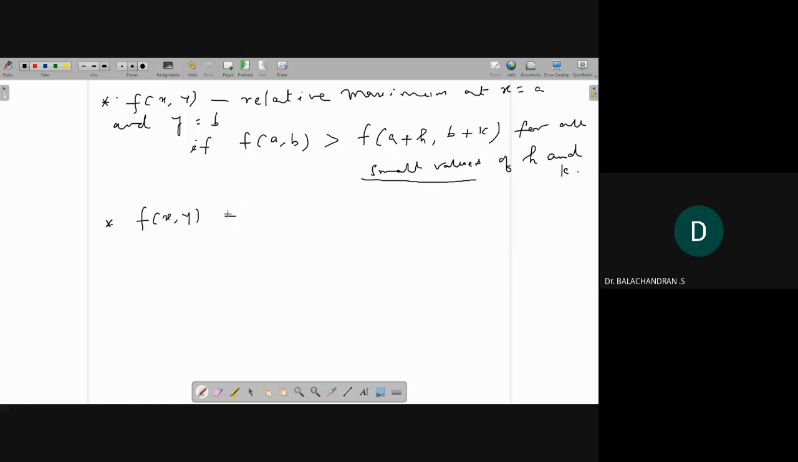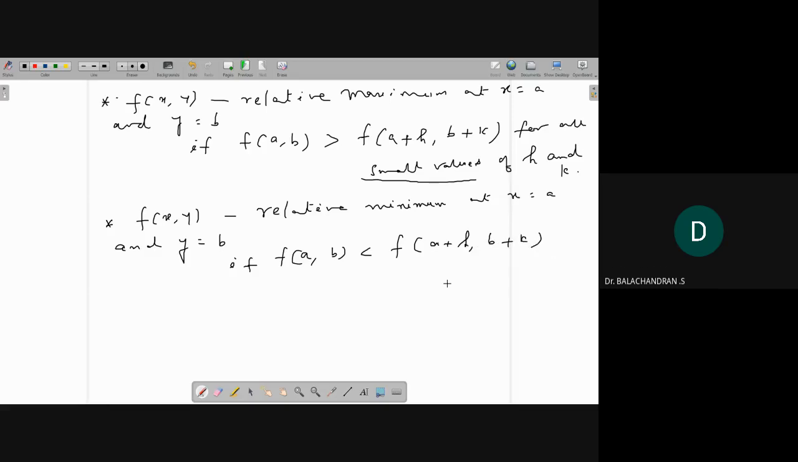And similarly, we can define a function f of x comma y is said to have relative minimum, or simply minimum, at x is equal to a and y equal to b, if f of a comma b is strictly less than f of a plus h comma b plus k for all small values of h and k.